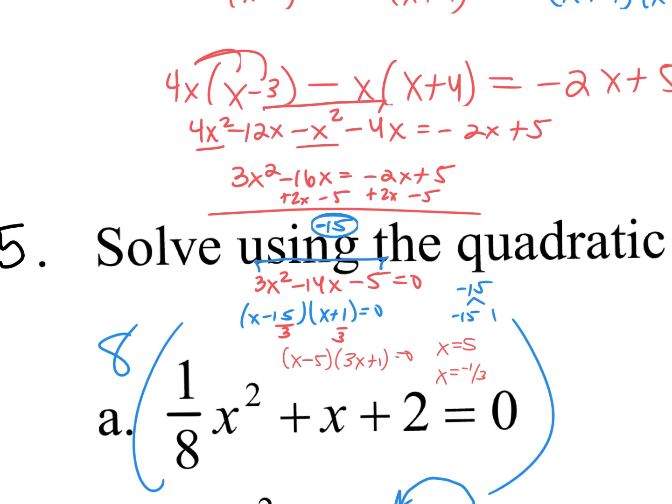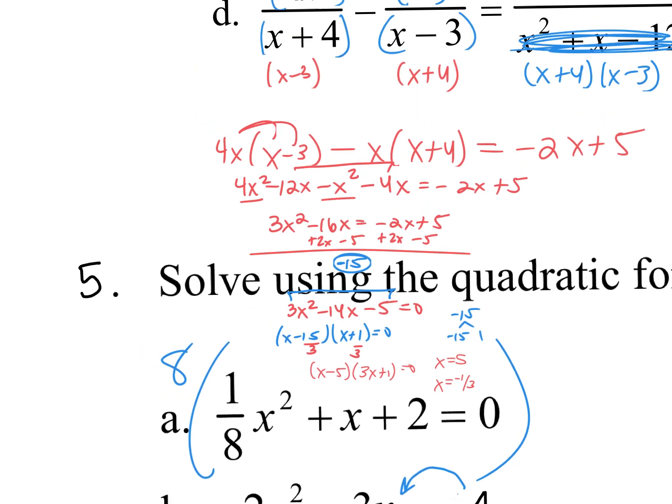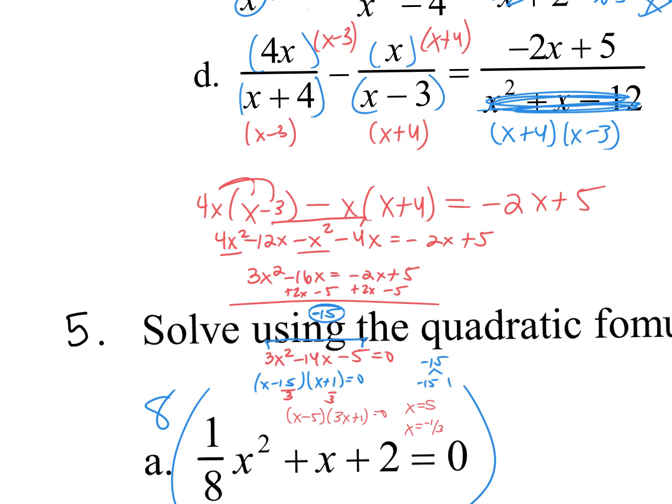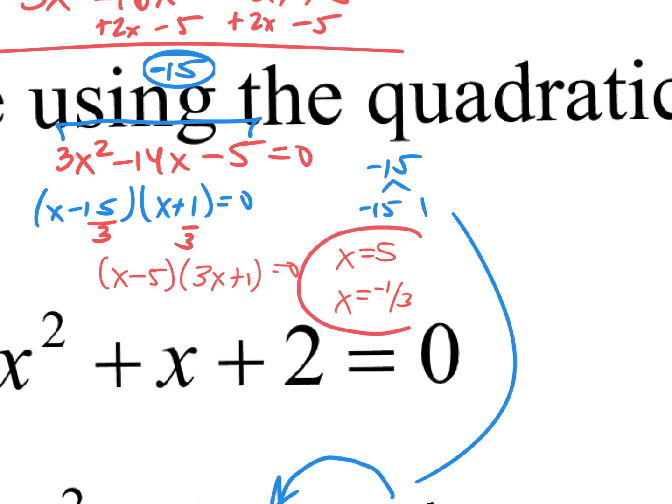Whew. Now what do I need to do just to make sure? I got 2 answers. Do either of them make my denominator 0? Nope, so you're good. On the test, it says for the rationals, check for extraneous solutions. That means plug it back in and see if the denominator becomes 0. Priscilla.